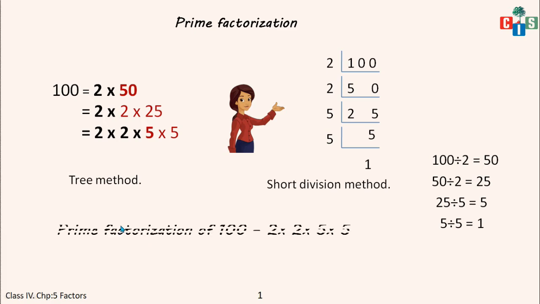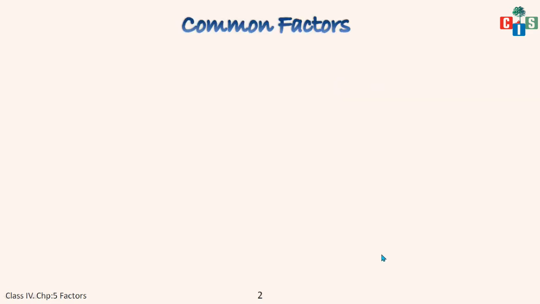So the prime factorization of 100 is 2 multiplied by 2 multiplied by 5 multiplied by 5. Check it: 5 5s are 25, 2 2s are 4, so 4 25s are 100. So 100 is represented in factors which are prime factors, and that is known as prime factorization. Fine. Now moving on to the new topic, that is common factors.